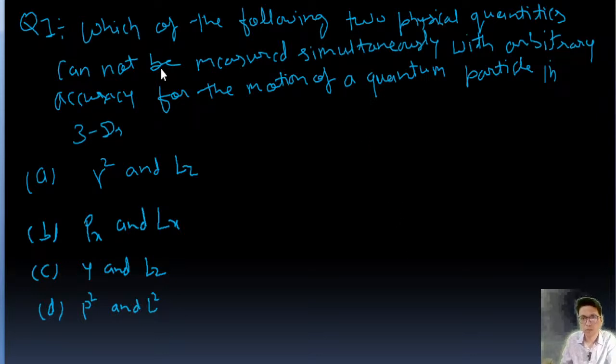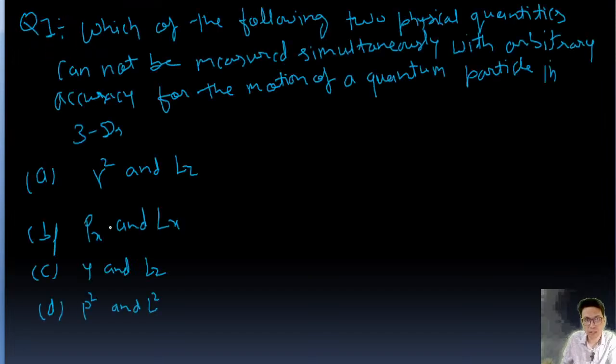Okay. So the question is very simple. It is asking which of the following two physical quantities cannot be measured simultaneously with arbitrary accuracy, for the motion of a quantum particle in 3 dimensions. So what we are going to do is find the commutation of these four pairs. If the commutation is 0, then they can be measured simultaneously, and if the commutation is not equal to 0, then they cannot be measured simultaneously. So we'll check option by option.